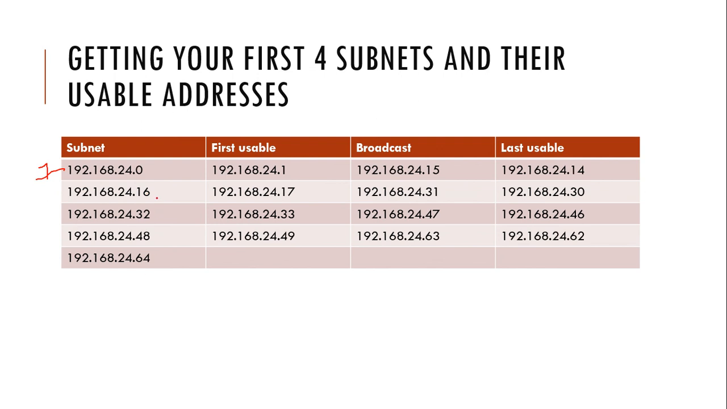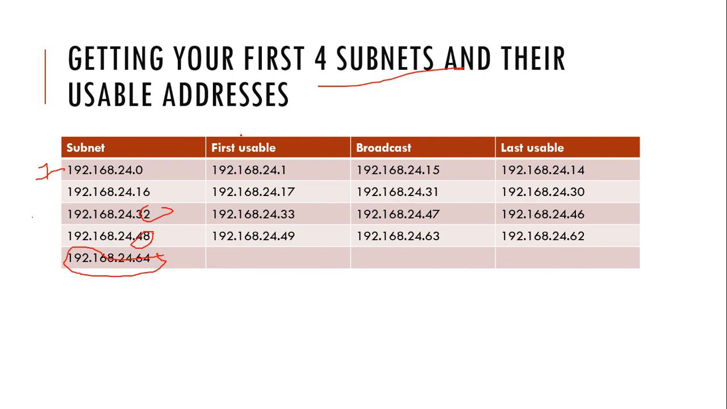Then from that one we are using that 16 to increment to get the third one. We say 16 plus 16, then it's 32. Then we say 32 plus 16, we get 48. We did this one because it is gonna help us to get our broadcast, then our last usable. Actually we wanted 4 subnets, then we had to do this one in order for it to help us figure out these ones.